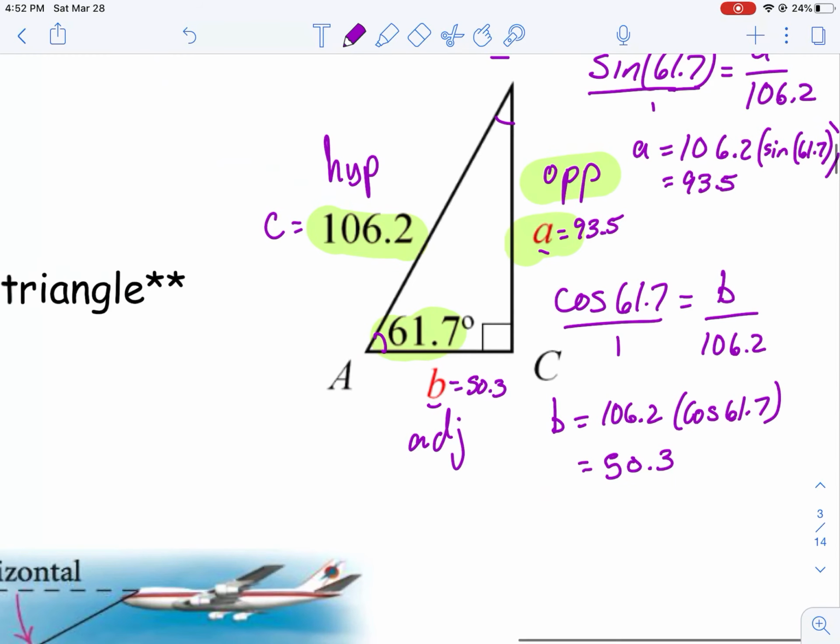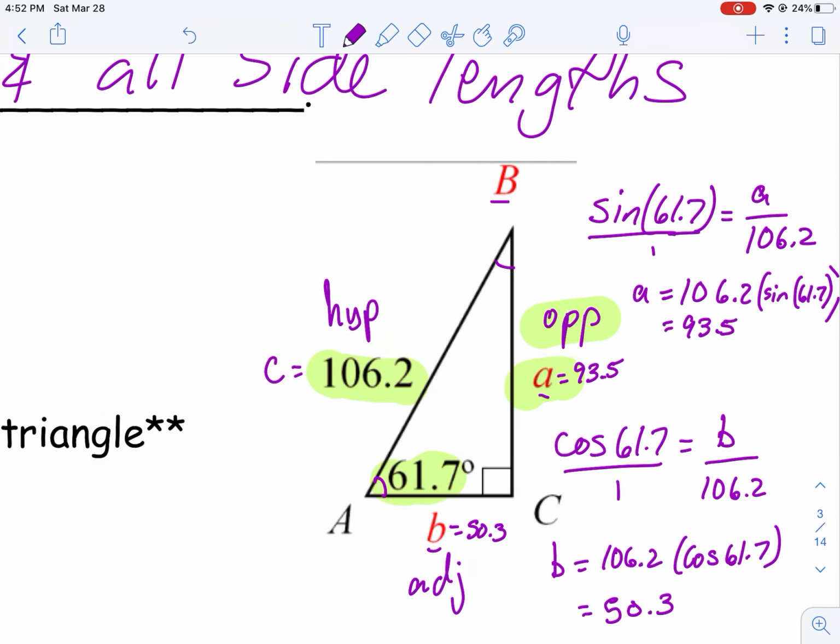So we're almost finished here. We've got the side lengths. We just need to find angle B. How are we going to find angle B? There's actually a couple ways you could do this. I can think of 4. You could use a trig function, either sine, cosine, or tangent. That would be 3 ways.